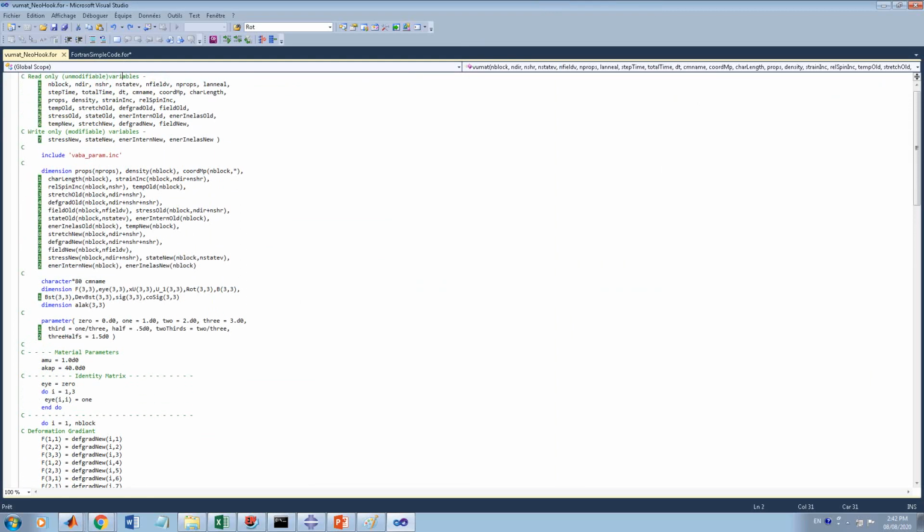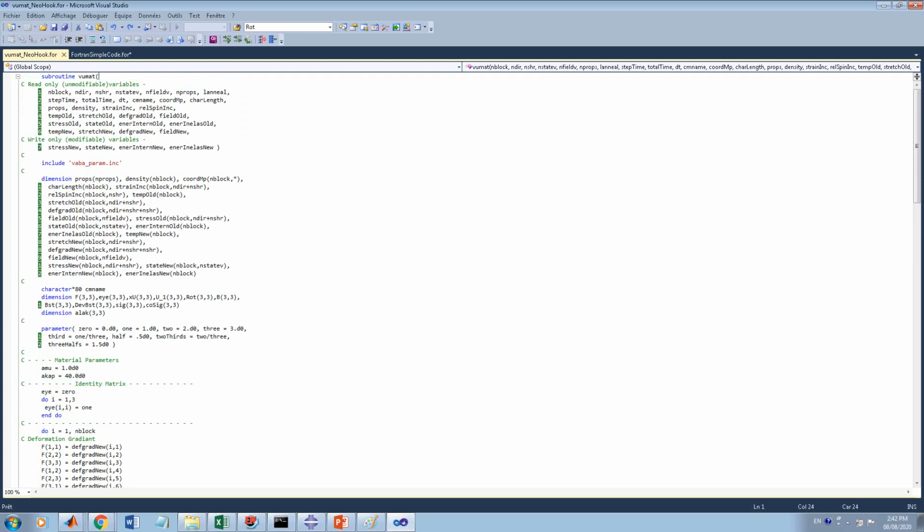What you should do is, for neo-Hookean, the only thing that you need is, if I find it, deformation gradient new, yeah, here, deformation gradient new. You need that one because your model is elastic. So with that one you're done.